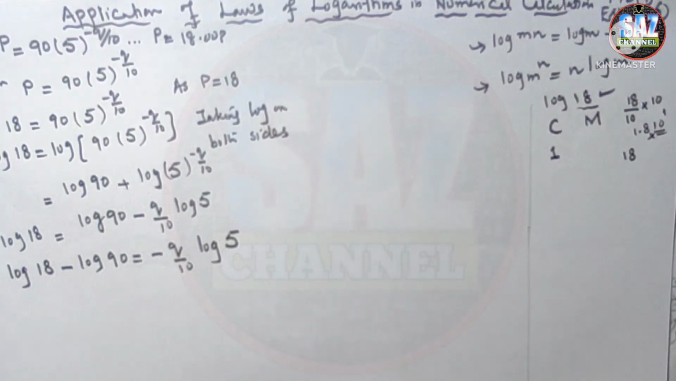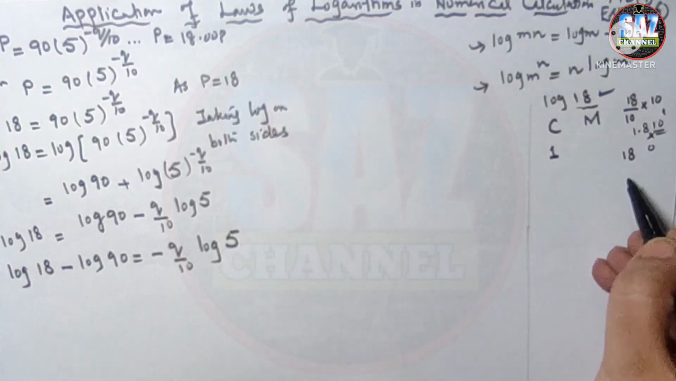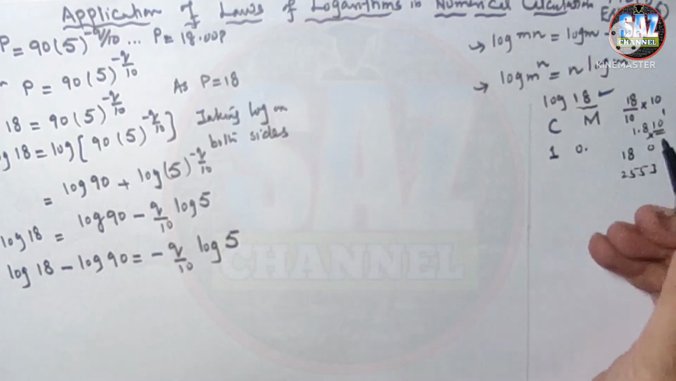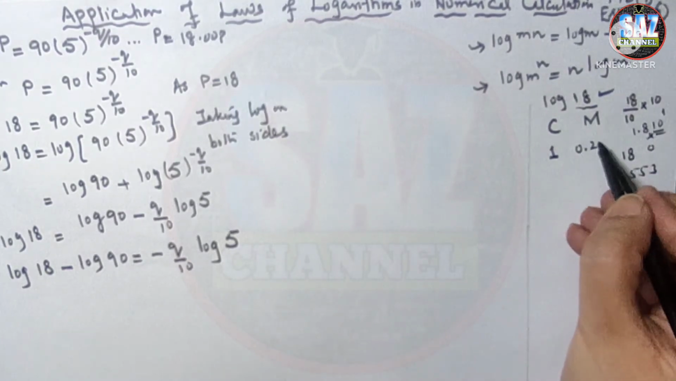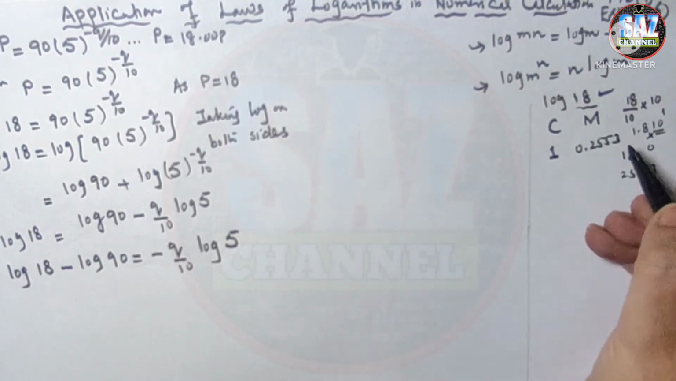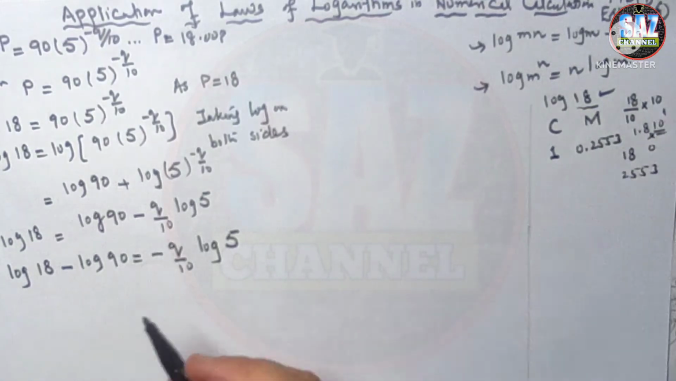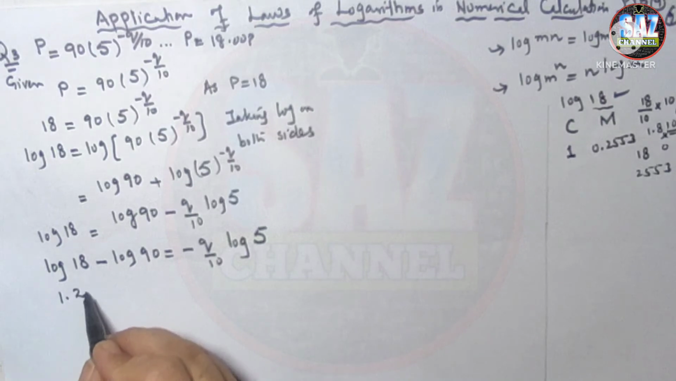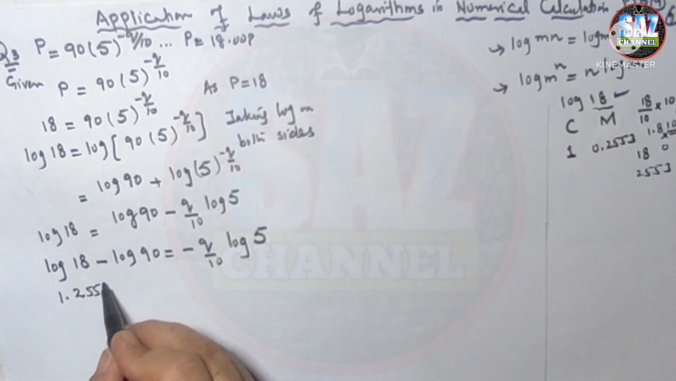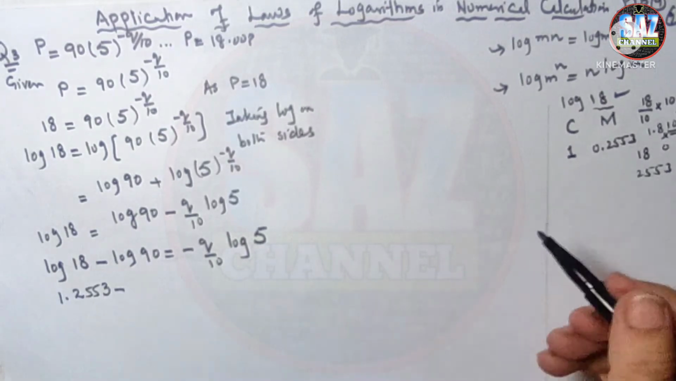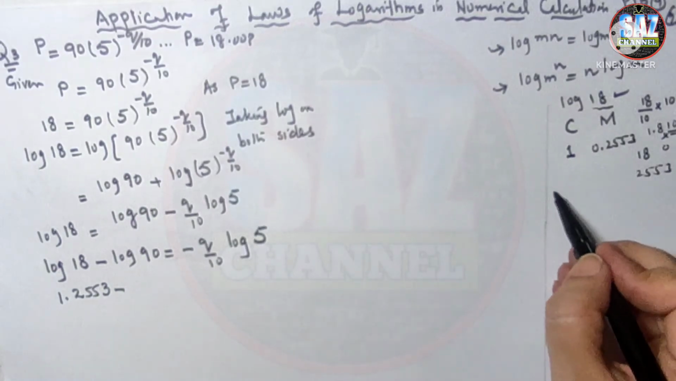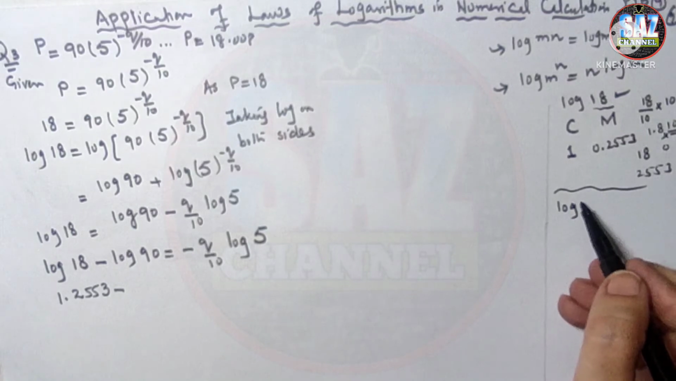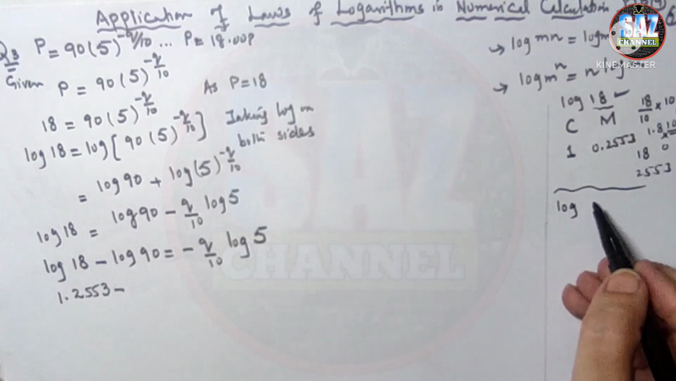18 in the column of 0 is giving me 2553, and as I have to write the mantissa in decimal form, 0.2553, so log of 18 will become 1.2553. And then I have to go to what? Log 90. You can see that this first part is the application of your first exercise.